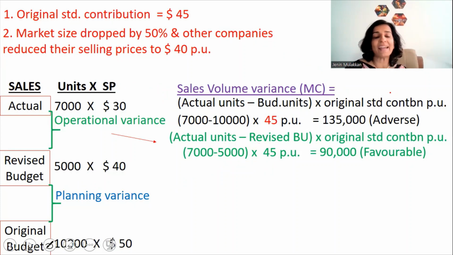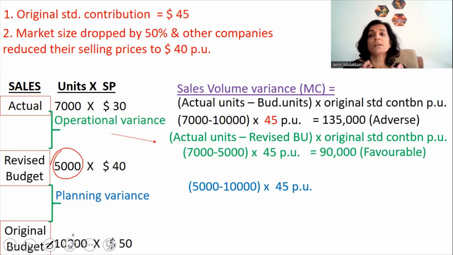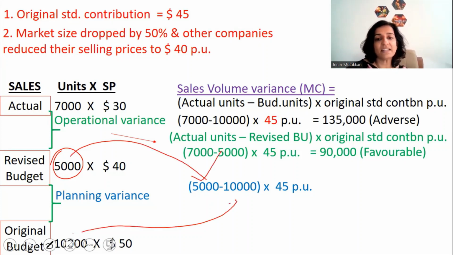Now moving to the planning variance. In planning variance, what are we supposed to find out? What is the defect in planning? Instead of 10,000 units, we were supposed to plan only for 5,000 units. So that is a difference that we are trying to find out. So the planning variance will be 5,000 units minus the 10,000 units.